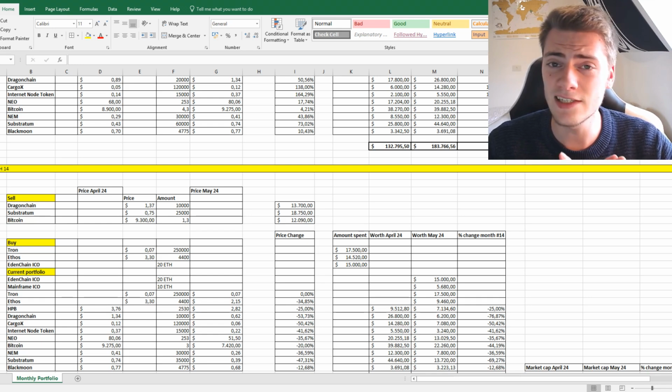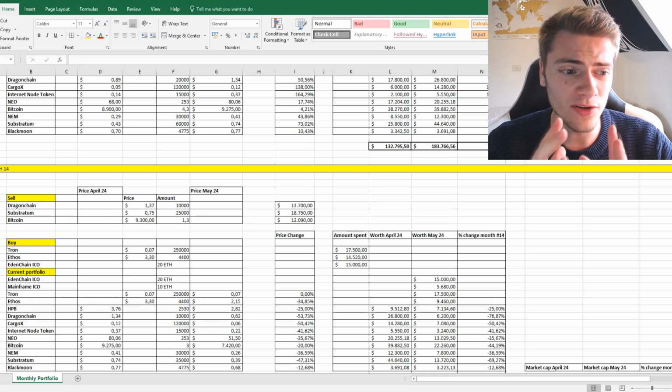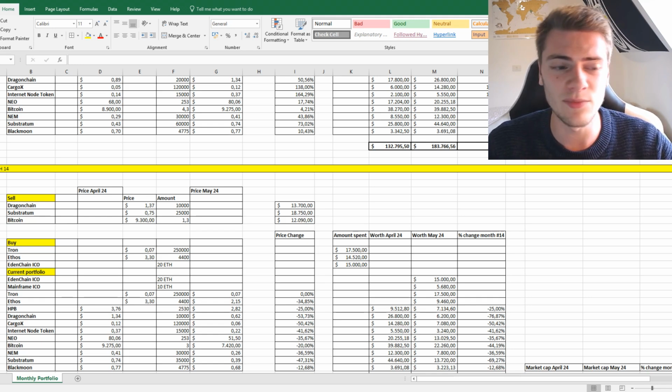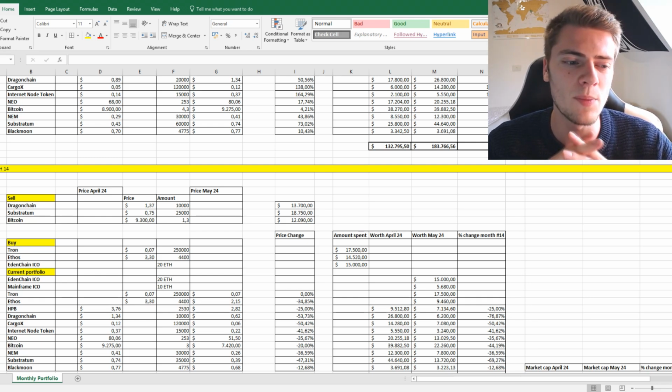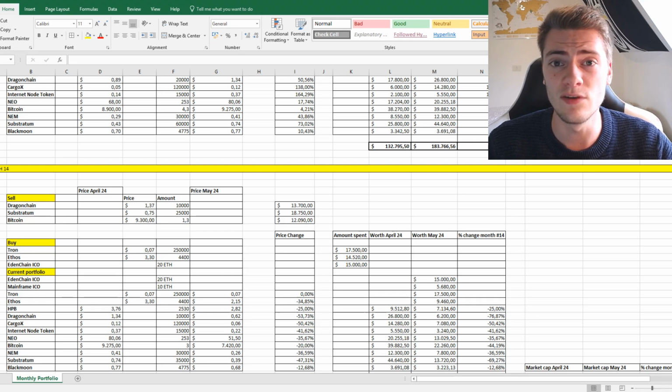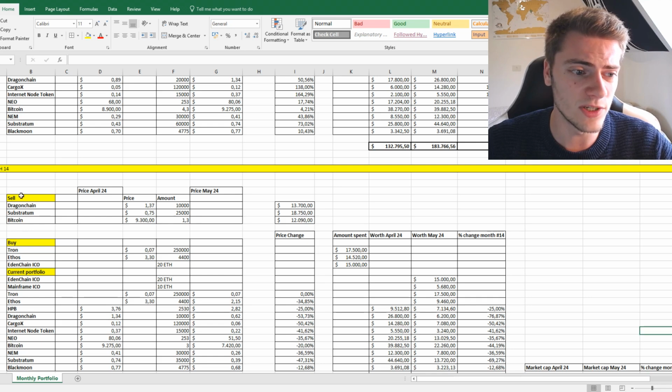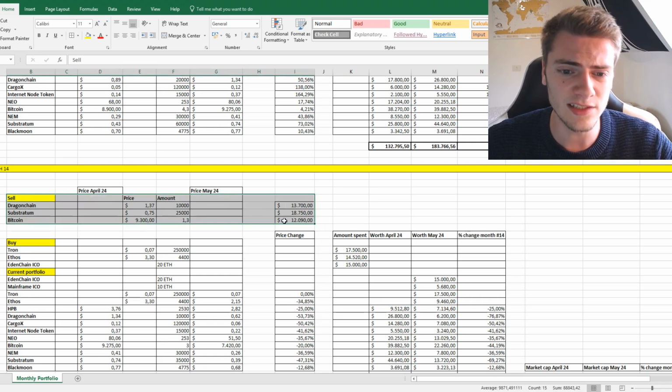So let's get started. A lot of changes happened last month in my portfolio. I did some updates, and I'm still thinking of doing some more in the coming months, because I'm still not 100% happy, and I see other opportunities popping up which are better than some that I'm holding right now. That is why I'm thinking about changing even more. So let's get started with the sells. Which coins did I sell this month?